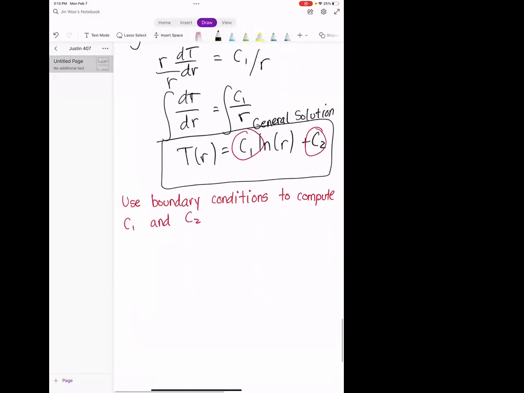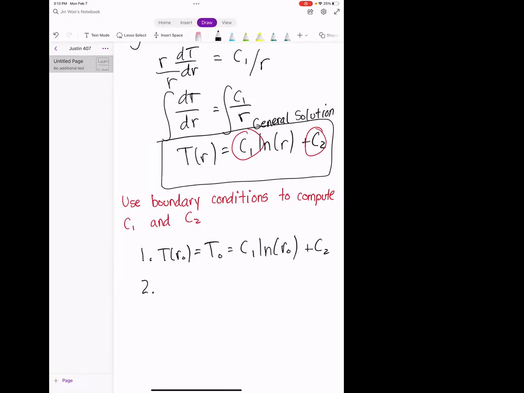Let's apply our first boundary condition first. Our first boundary condition was T at RO is equal to TO, so this is C1 ln of RO plus C2. That's fine. Now we have the second boundary condition, because right now we don't have enough information to solve for both C1 and C2.